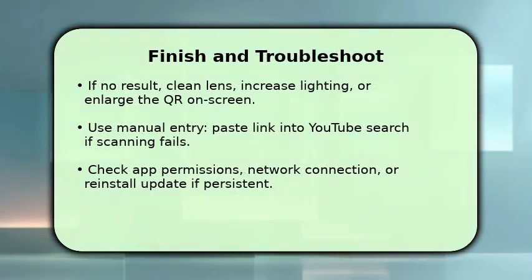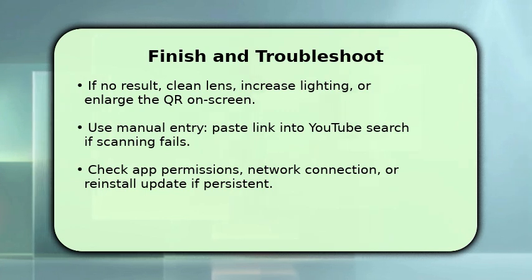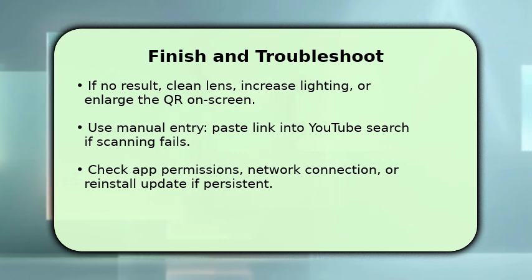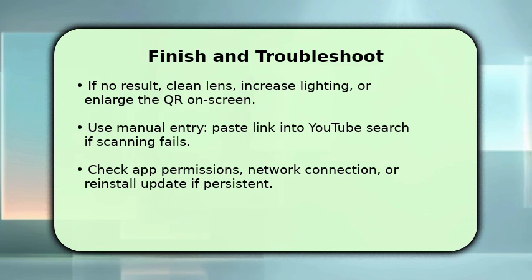To complete the process, play the video or follow the channel and note any prompts to subscribe or save to a playlist. If scanning fails, first clean the camera lens and improve lighting, reflections, and blur block detection. Make sure the QR is fully visible and not damaged. If needed, open the link on another device and copy it into YouTube's search bar.